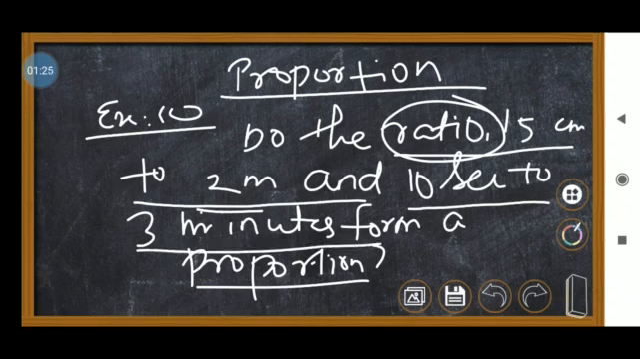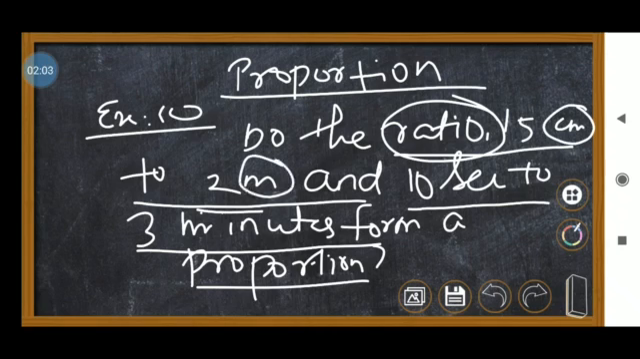That means the ratio 15 centimeter to 2 meter and the ratio 10 second to 3 minutes. Will these two ratios form a proportion or not? This is the question, so understand the question. Do the ratio of 15 centimeter to 2 meter and 10 second to 3 minutes form a proportion or not? Students, one thing you have to know: ratio means you have to compare the same quantity. Here centimeter is given, here meter is given.